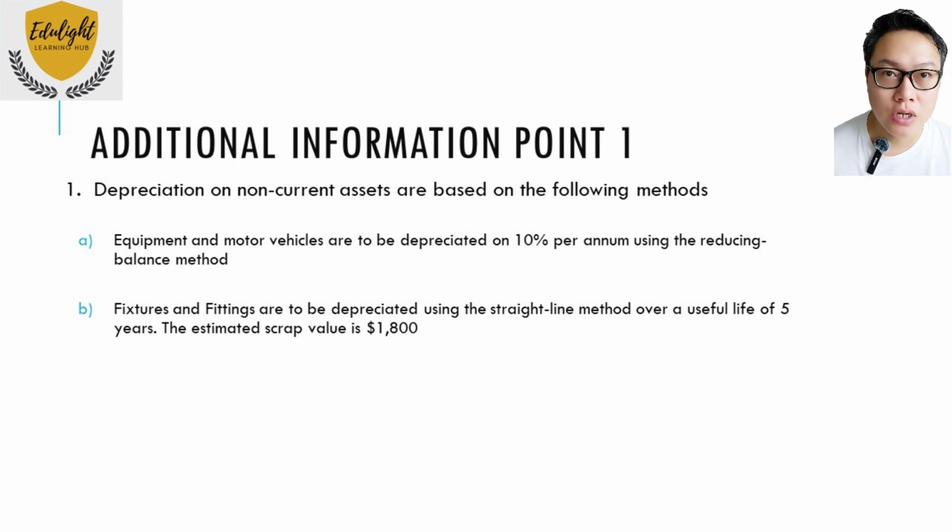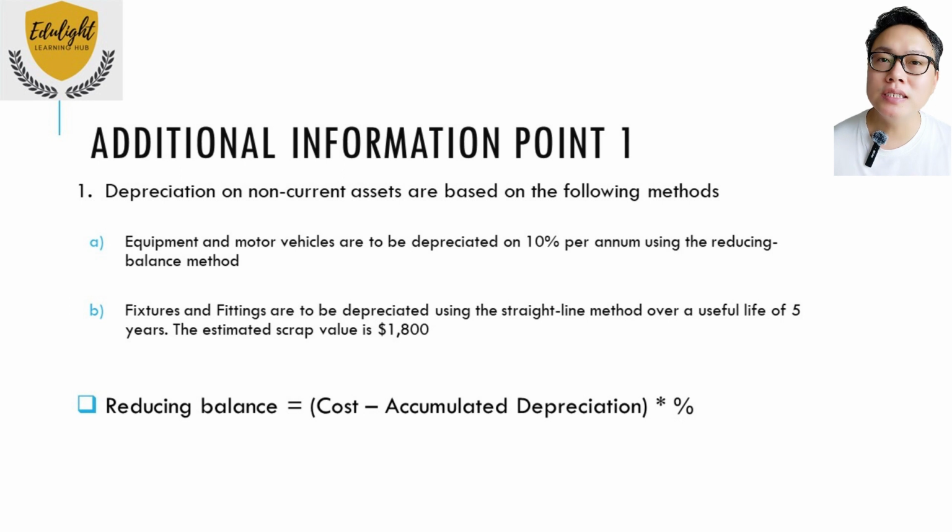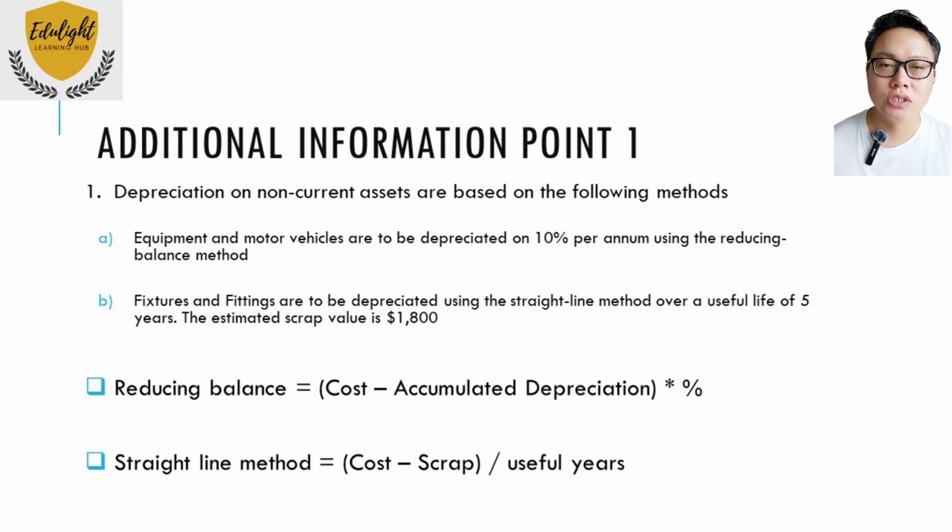Okay, depreciation on non-current assets are based on the following methods. Equipment and motor vehicle are to be depreciated at 10% per annum using reducing balance method, and fixtures and fittings are to be depreciated using straight line method over useful life of 5 years. Estimated scrap is 1,800. Now, before you start on depreciation adjustments, you need to remember the formulas. Reducing balance method is cost minus accumulated depreciation times percentage. Straight line method is cost minus scrap over useful life. Now, I know there's another formula for straight line method, but since they are giving us useful life, we will have to use this formula.